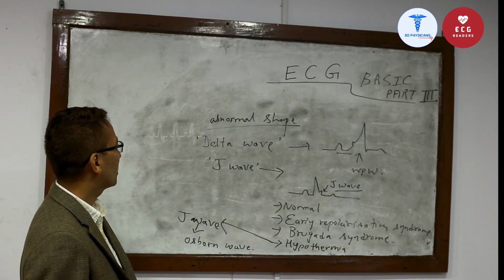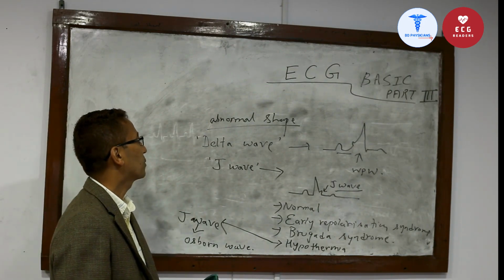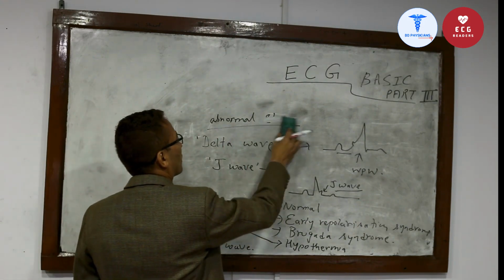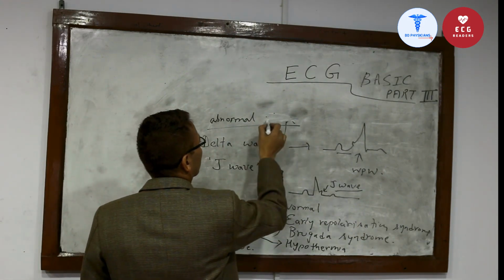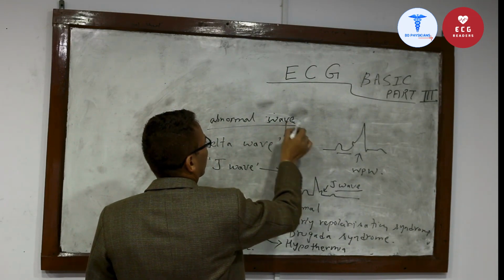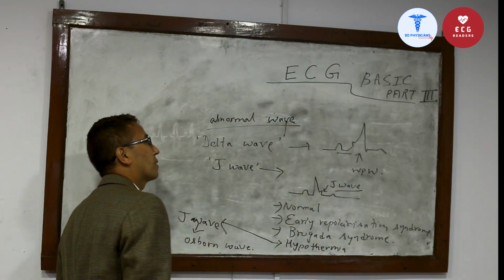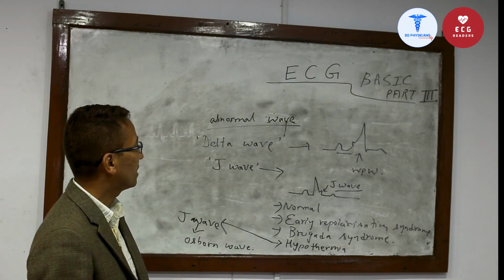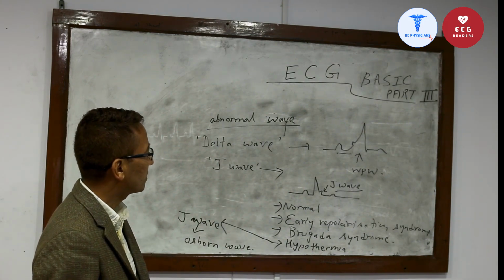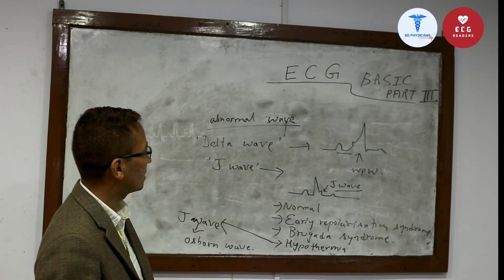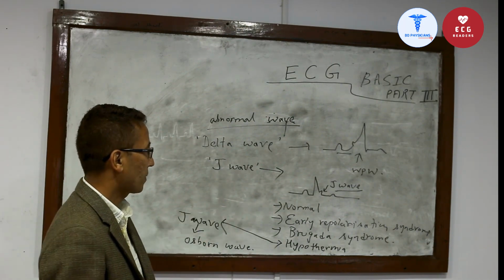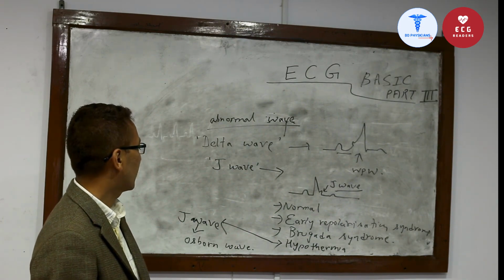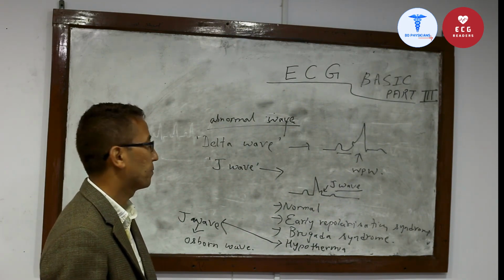So we have talked about the abnormal waves in the QRS complex. If there is a delta wave at the beginning of the upstroke of the R wave, it occurs in WPW syndrome, and at the end of the QRS complex, that is called the J wave. It occurs in so many conditions, but particularly if it occurs in hypothermia, that is called the Osborn wave.